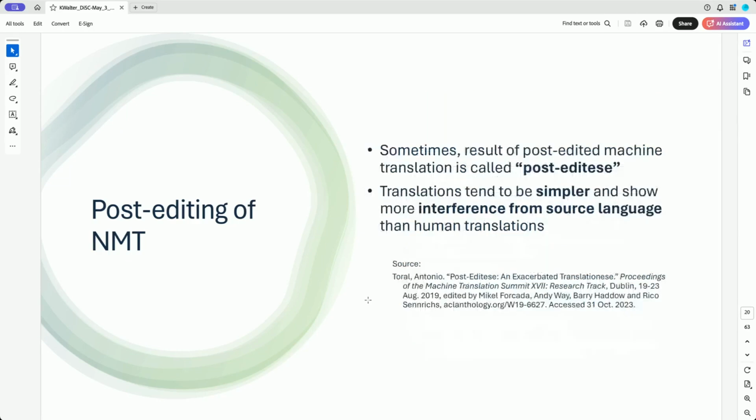Sometimes the result of post-edited machine translation is also called post-editese. This is not an uncontroversial term, but anyway, there are some researchers who find that the translations that are post-edited tend to be simpler and show more interference from the source language than human translations.